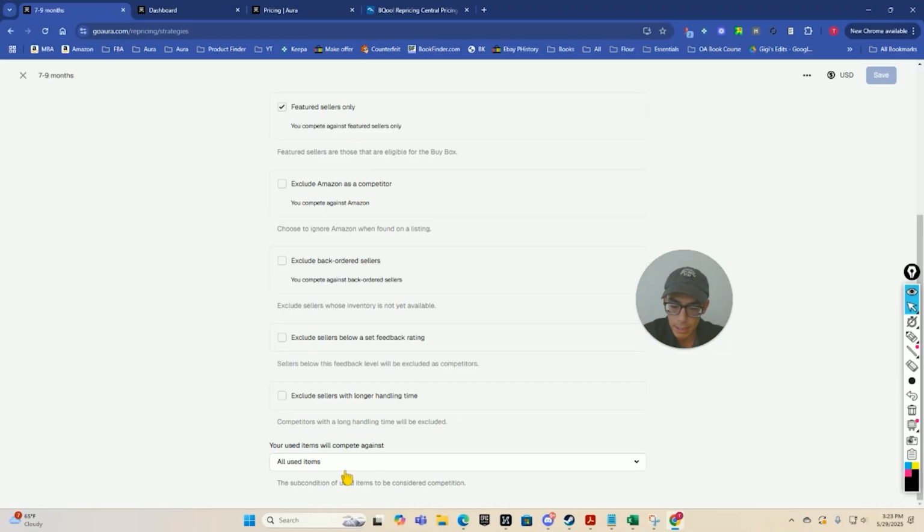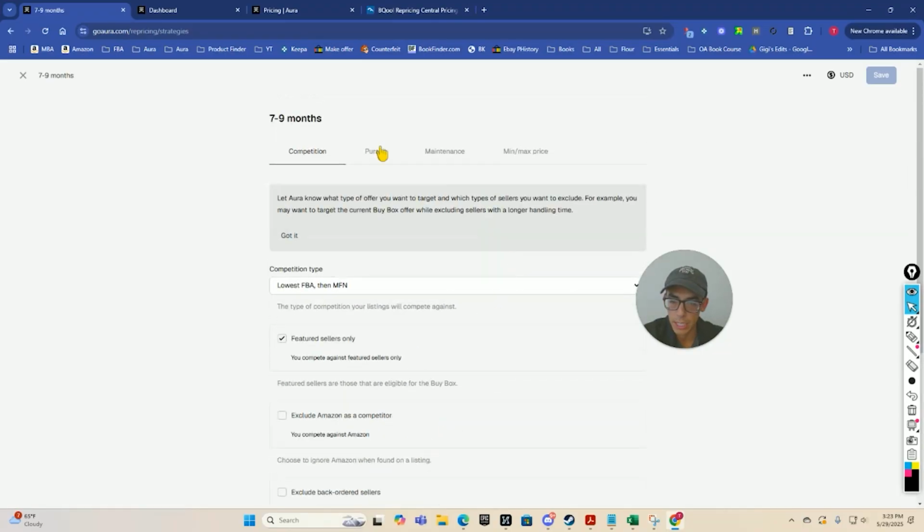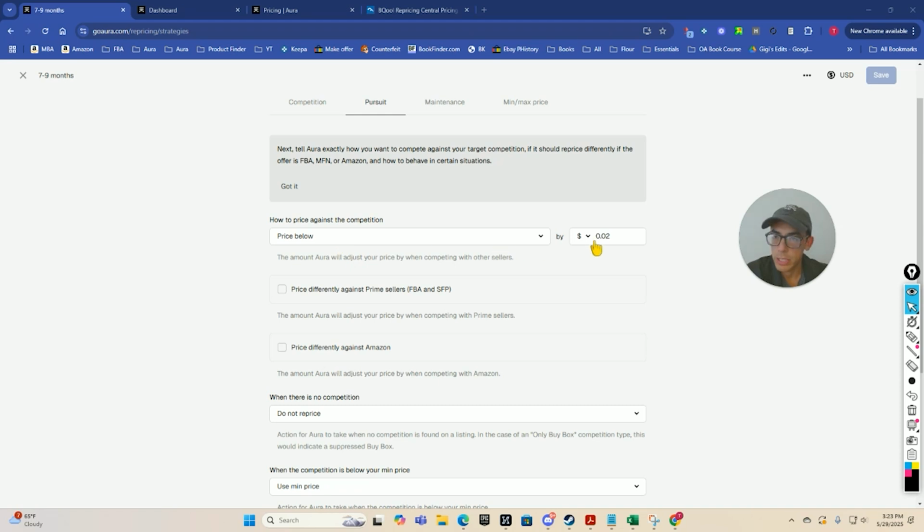And again, we're going to be competing against all used items. Same thing, we're going to try to price 2 cents below whoever that person is. And again, everyone's going to be like, Joji, you're price tanking. Remember, we are setting a floor. The book is not going to go below whatever price you set.